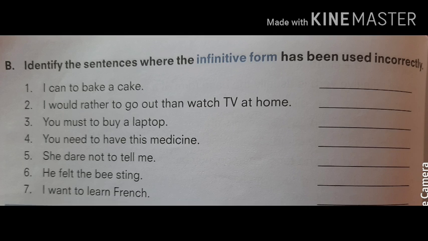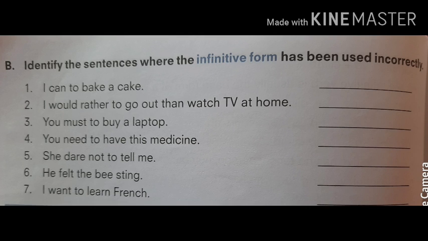I would rather to go out than watch TV at home. So you should write, I would rather like to go out than watch TV at home. Third one, you must to buy a laptop. You need to buy a laptop, or you must learn to buy a laptop.